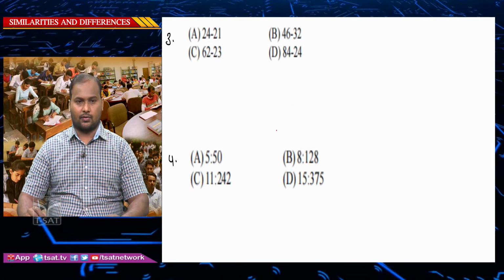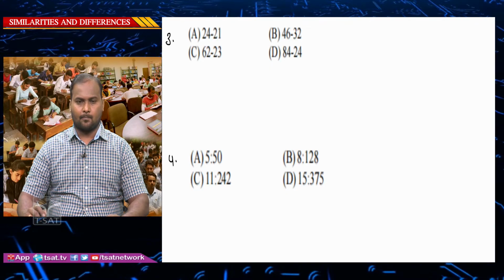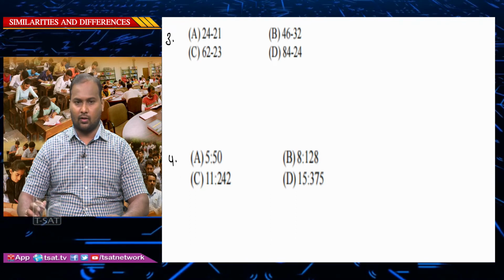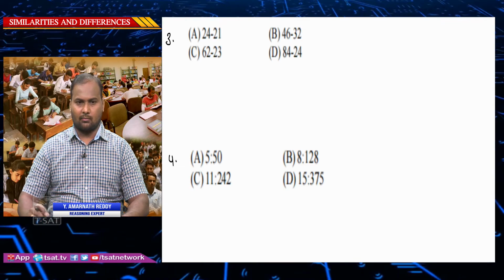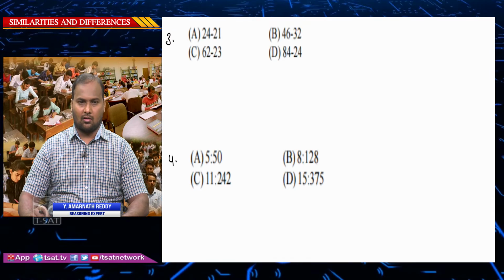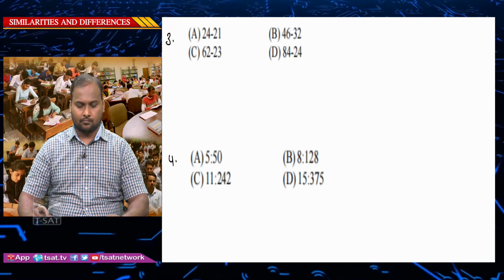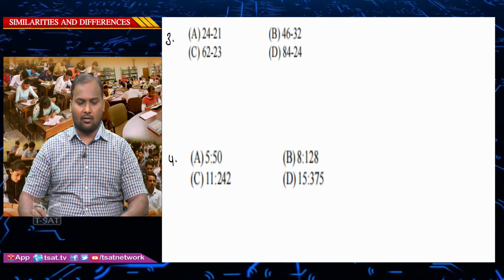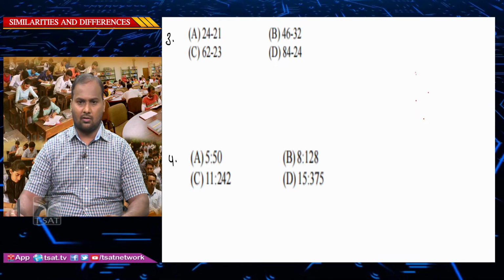See the next type of question. If you see the numbers here 24, 21, 46, 32, 62, 23, 84 and 24, what you need to do here is see the range of numbers, whether squares, cubes, multiplications, common factors, sum of digits or multiplication of digits is possible. Check that first. That is very much important. Once you've done this, if you see the logic here, the logic is based on combination.